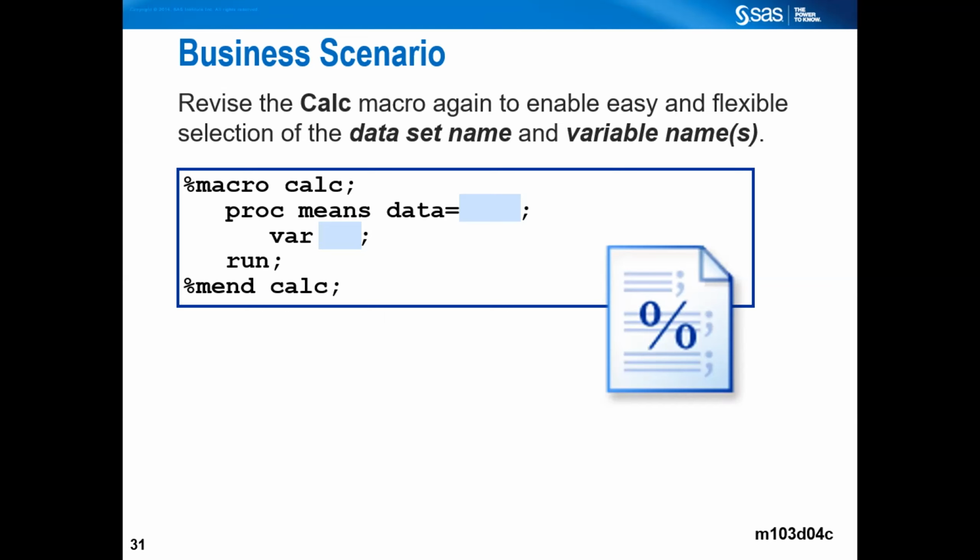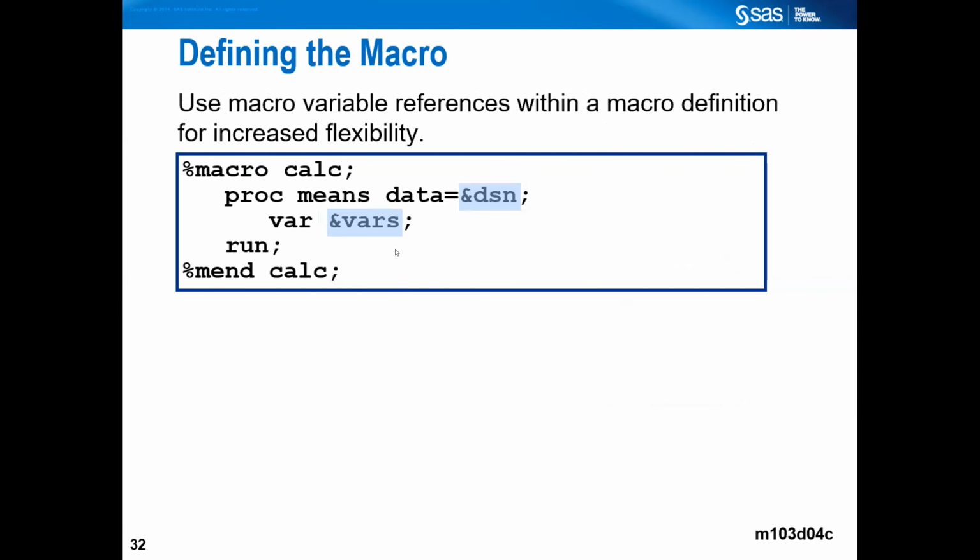Yeah. So next time when you call calc, you should call it with any dataset name and it should create this proc means for that dataset. Simple. All right. So the variable which is going to be the analysis variable should also be flexible. So that's what it's telling. We'll revise this calc macro again to enable easy and flexible selection of your dataset name and the variables you are using in analysis. So you simply create this code without passing any dataset and analysis variable name.